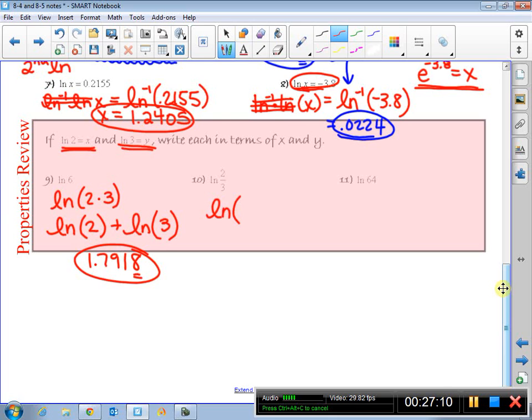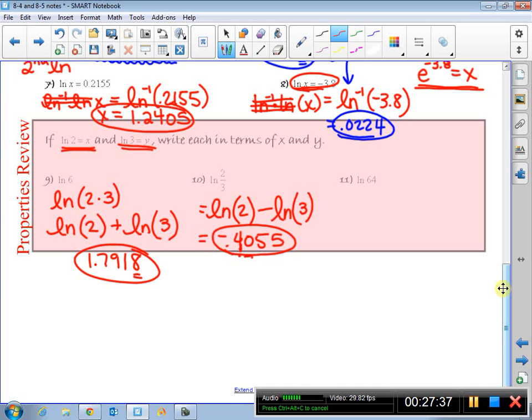ln of 2 divided by 3. ln of 2 minus the ln of 3. Go ahead and type those in. ln of 2 minus ln of 3. I'm still rounding, so that's my rounded value.